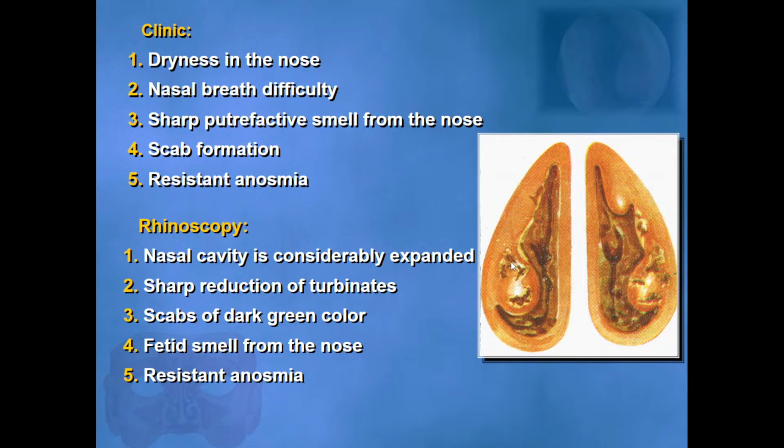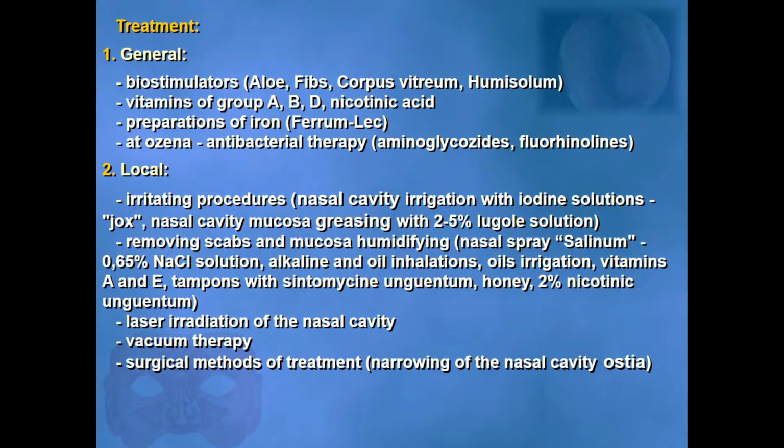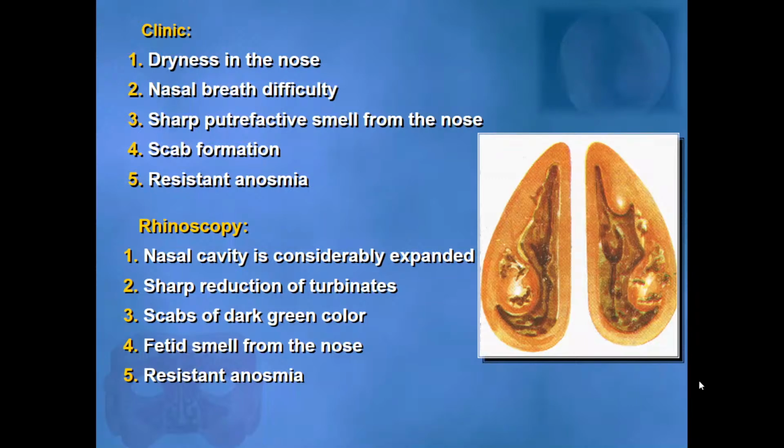Here you can see the crust that has a very bad smell. The volume of the nasal cavity is decreased, and you can see very severe dystrophy up to atrophy of the nasal conchae.